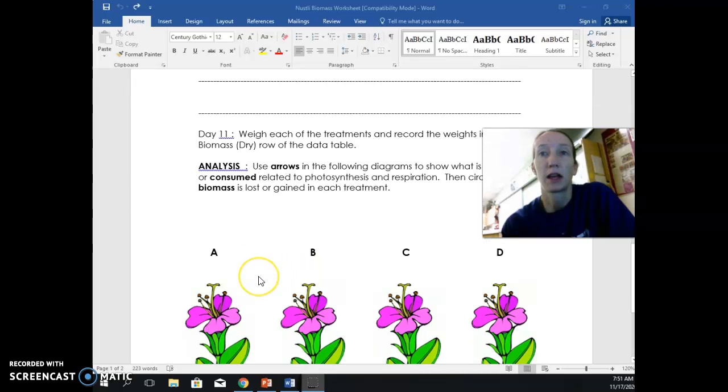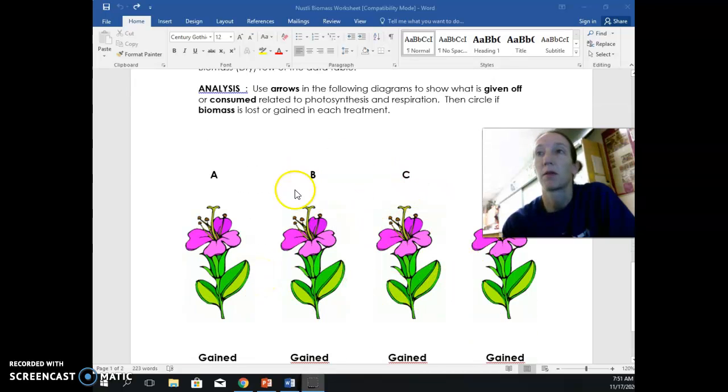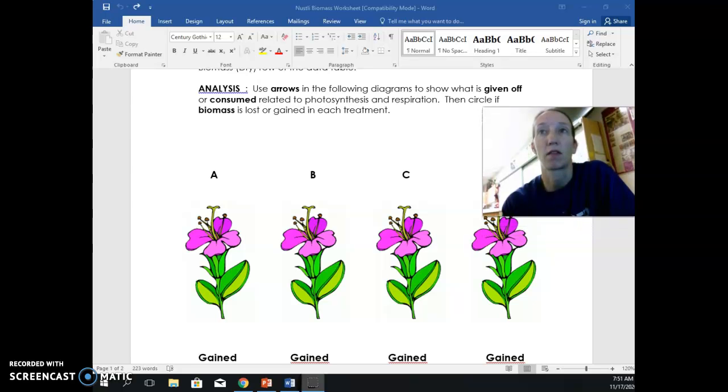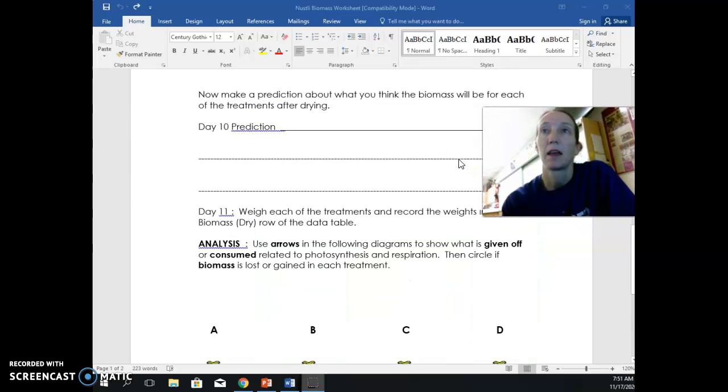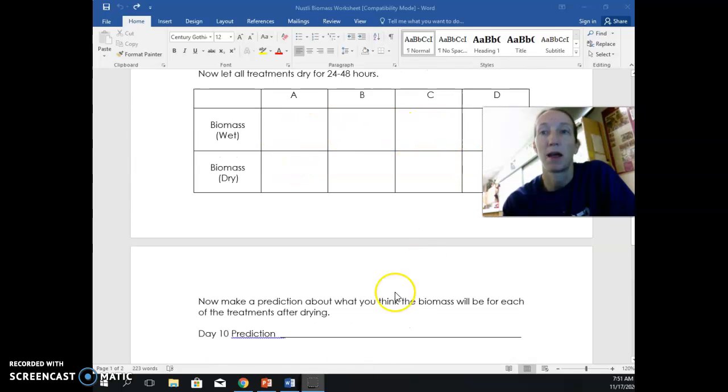And then right here, this is the part that I want to talk about. It says use arrows in the following diagrams to show what is given off or consumed related to photosynthesis and respiration. Then circle if biomass is lost or gained in each treatment. Now we did not dry them out, so we just went off of our wet biomass.